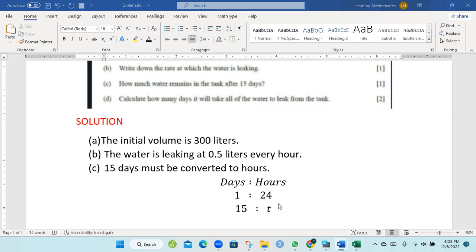So we have to multiply 15 by 24 and divide by 1. Cross multiply and divide. We're going to divide by 1. So T will be equal to 15 times 24 divided by 1. Always divide by the number diagonally away from the letter when you are doing ratios conversion.